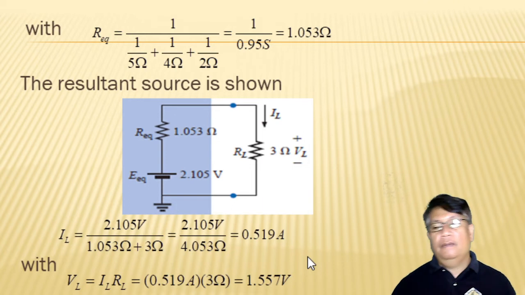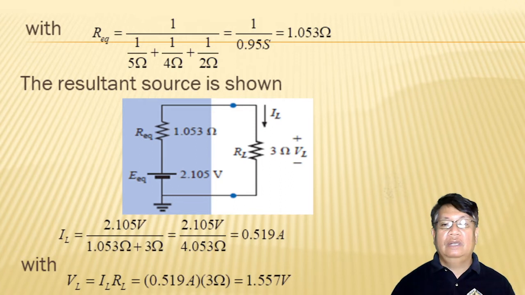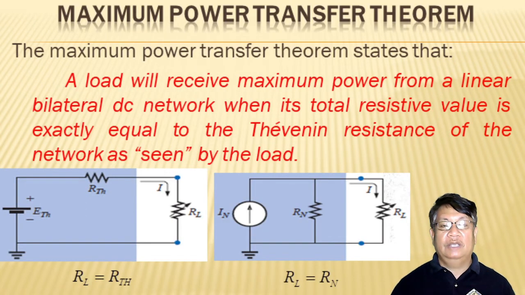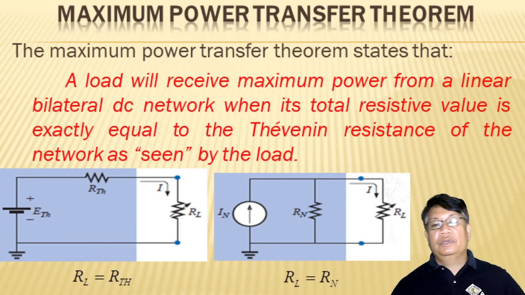So more or less we are able to apply Millman's Theorem, where we combine all voltage sources connected in parallel, and then we are able to compute the load current with the equivalent load voltage drop in that specific circuit. So this time let us proceed to the maximum power transfer theorem.